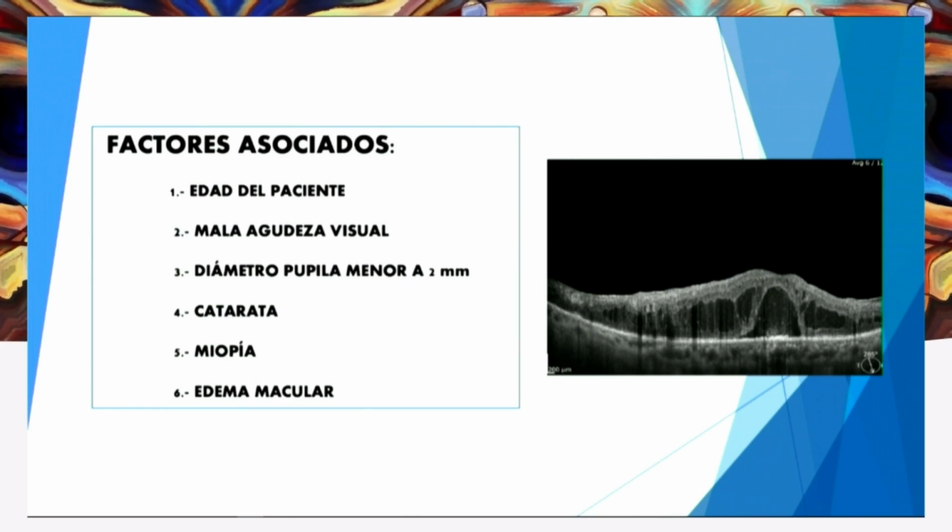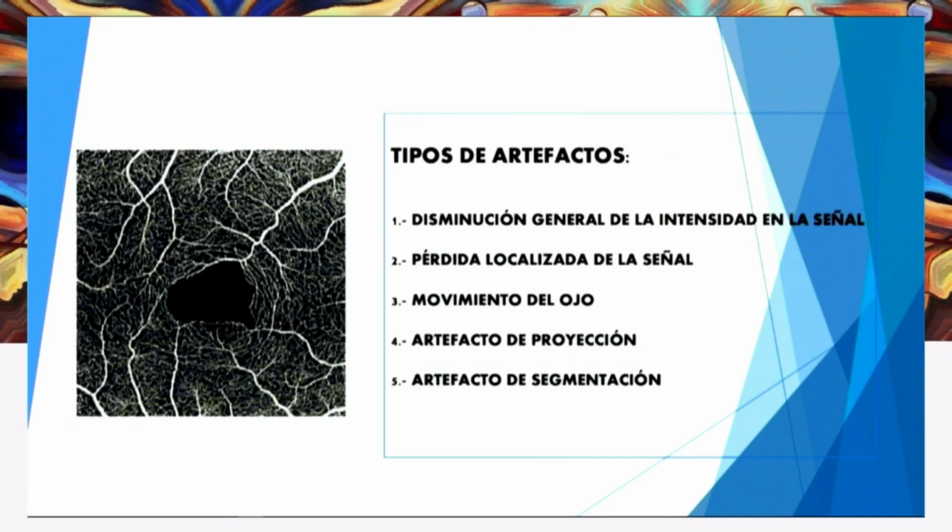However, the presence of opacities, such as cataracts, the presence of a too big anterior-posterior axis in patients with myopia, or in this case, macular edema as well, of any type and nature. This is why I'm listing this as part of the examples. What type of artifacts do we encounter? Let's talk about some of them.